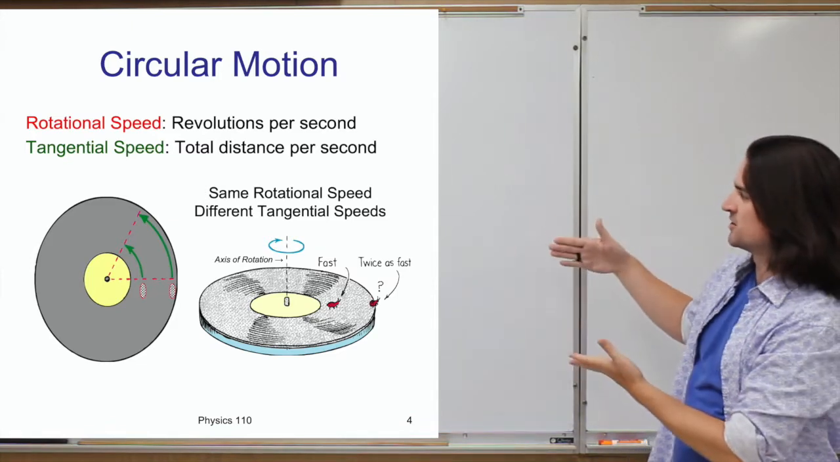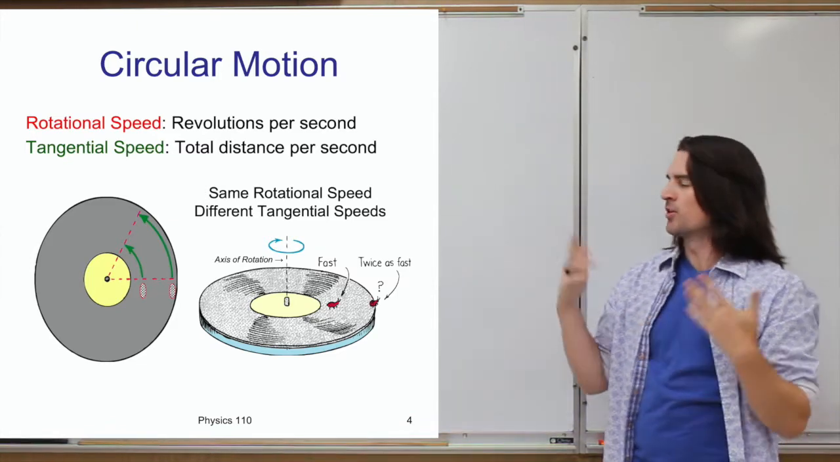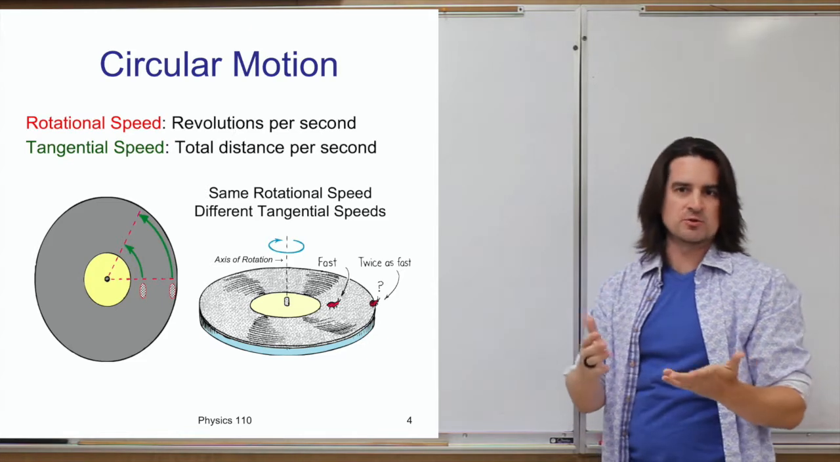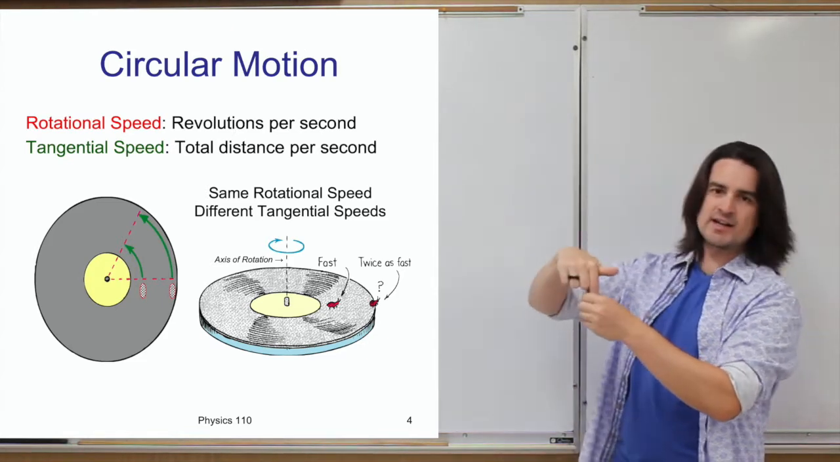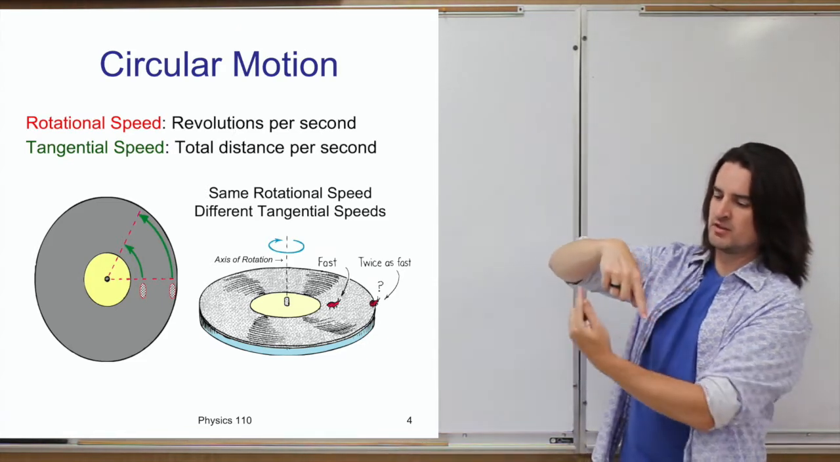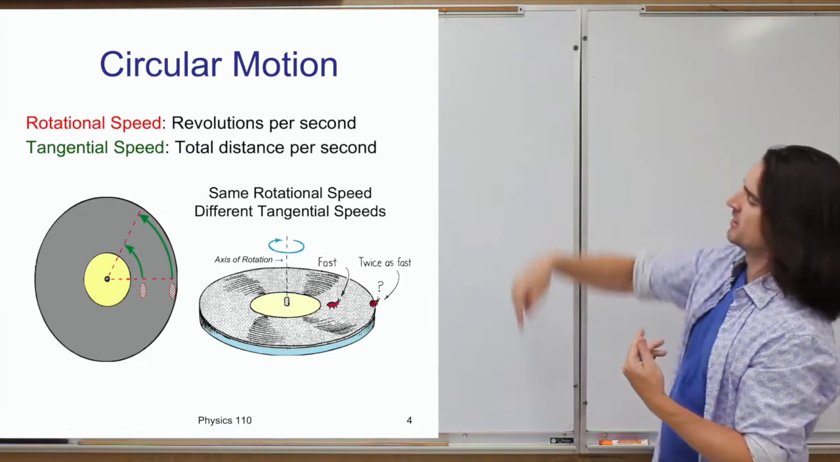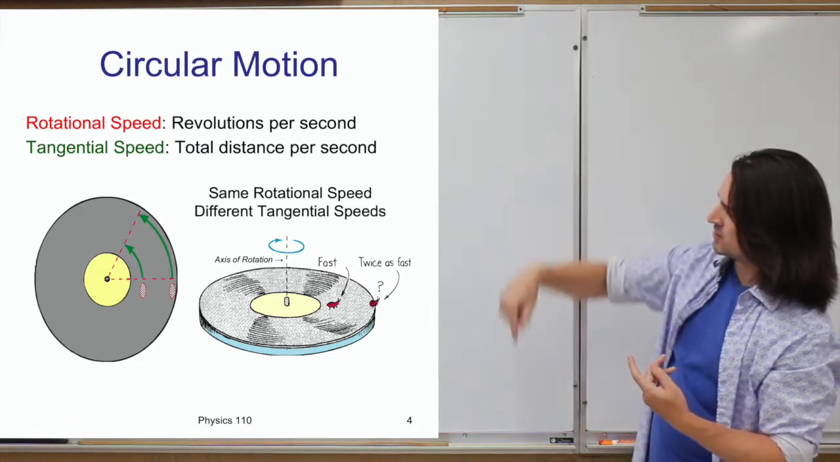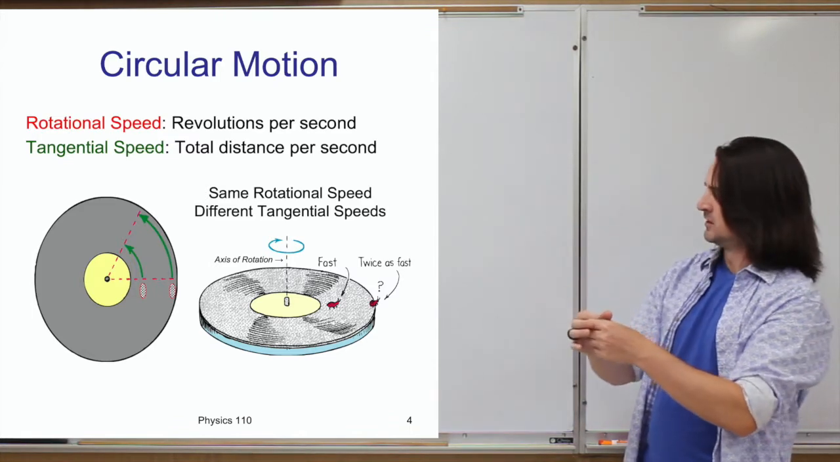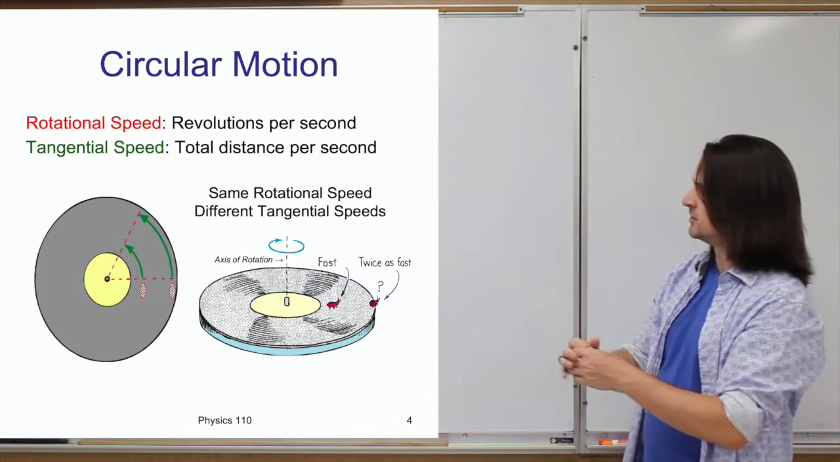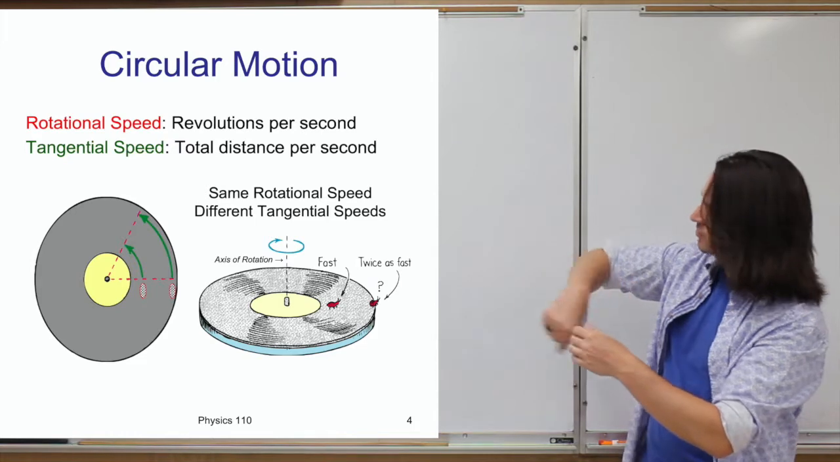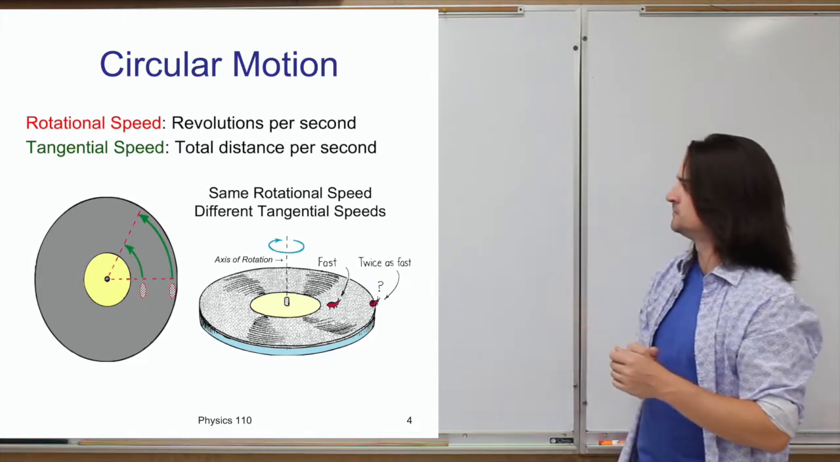And just to be clear, that terminology I'll probably use multiple times. This is the axis of rotation, and that's a line that you're measuring the rotations about. So for the record player, it's a vertical line that goes through the center of the record. So the whole record revolves around that. These little bugs revolve around that.